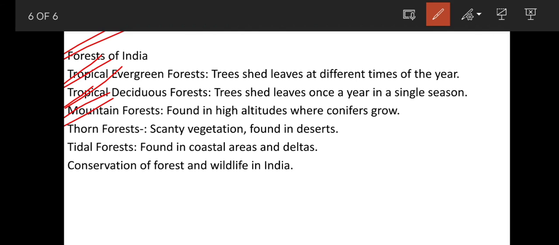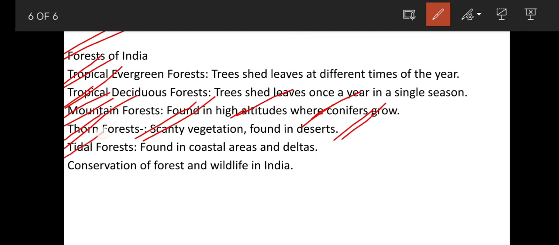Next, mountain forest. In mountain forest, what do we find? We find different types of trees which are cone in shape. Mountain forests are found in high altitudes, means in the mountain areas where conifers grow. The trees or plants which can grow in cooler places are known as conifers, and the shape of the trees is cone in shape. And also we have discussed thorn forest. In thorn forest, scanty vegetation is found, and thorn forests are found in desert areas like Rajasthan. What is scanty vegetation? In thorn forest, we will find scanty vegetation, means fewer plants and trees.